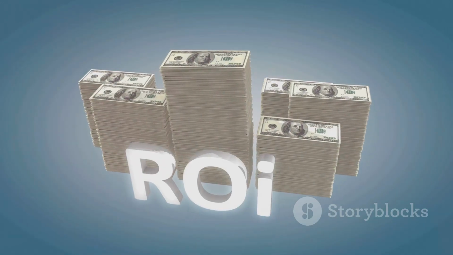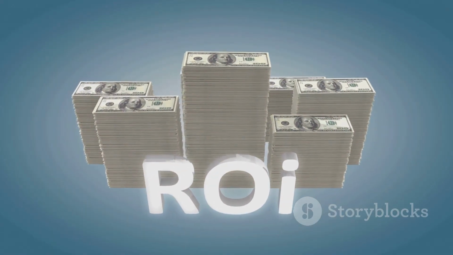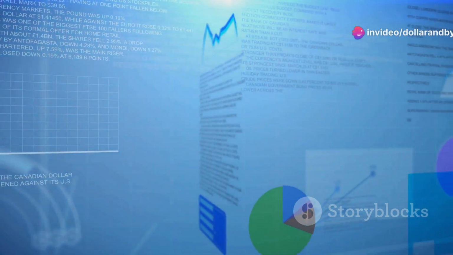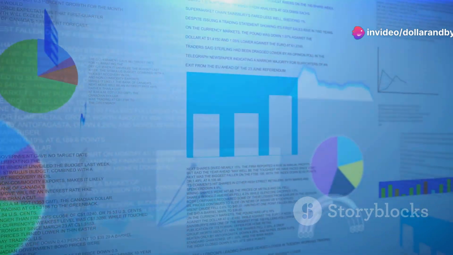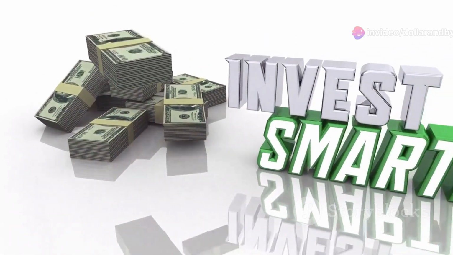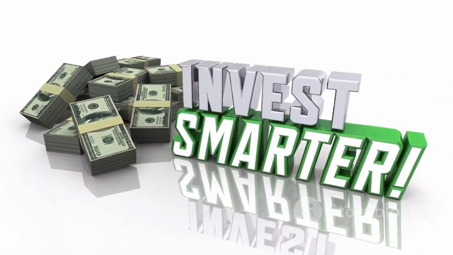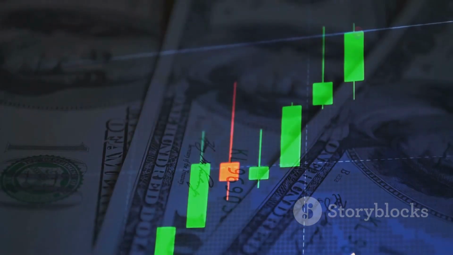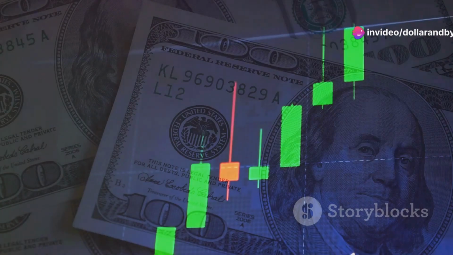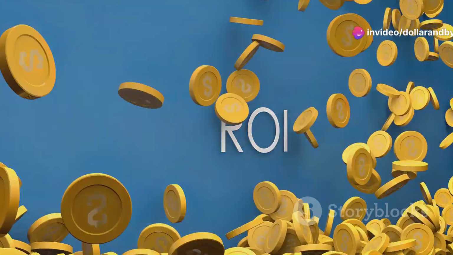Return on investment, or ROI, measures the efficiency of an investment. It calculates how effectively the invested capital is being used to generate profits. Essentially, it provides a snapshot of the potential return relative to the investment's cost. The ROI is calculated by dividing the net profit by the cost of the investment. The result is expressed as a percentage.